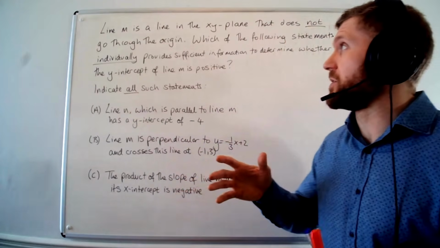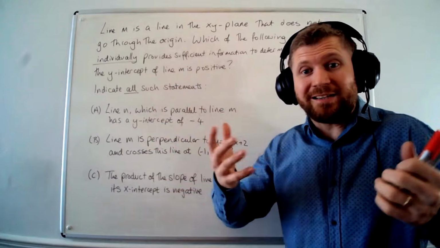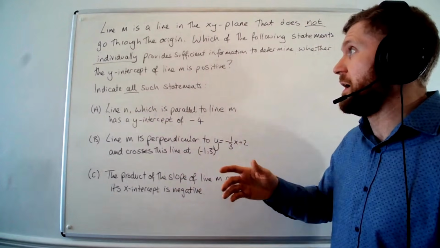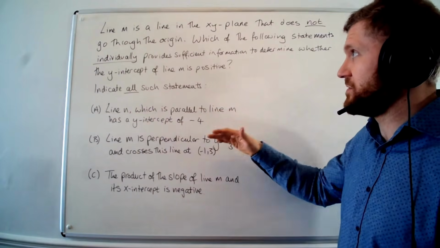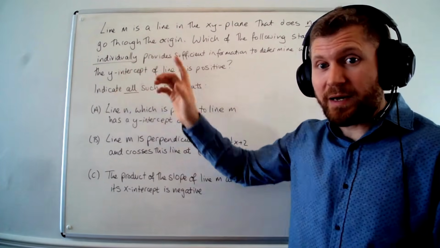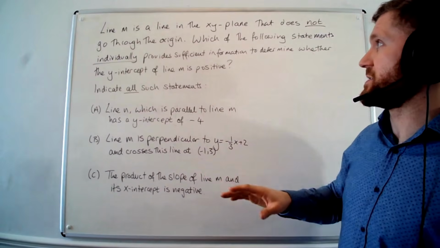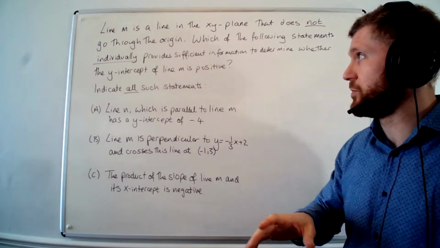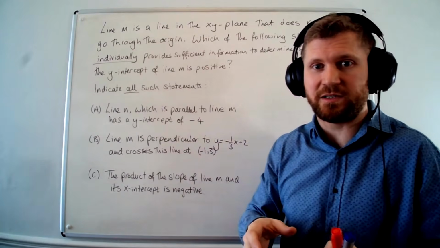So what we've got going on here is there's some line M. I don't know much about it other than I know it definitely does not go through the origin. And what we're looking to do here is to look at each of these statements individually by itself and say, does that statement by itself provide sufficient information to determine whether the y-intercept of line M is positive?